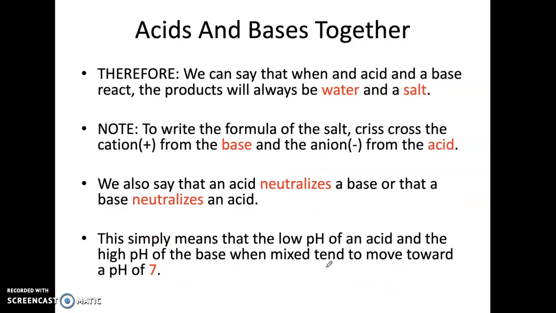So we can always say that in an acid and base reaction, the products will always be a water and a salt. We got to crisscross charges in order to write the formula of the salt. Not going to be a major focus for us. The vocab here is that acids neutralize bases, or bases neutralize acid. And all that means is that when we mix them, their pH goes towards 7. That's the main idea here.